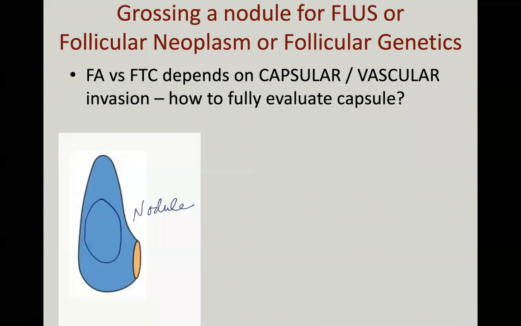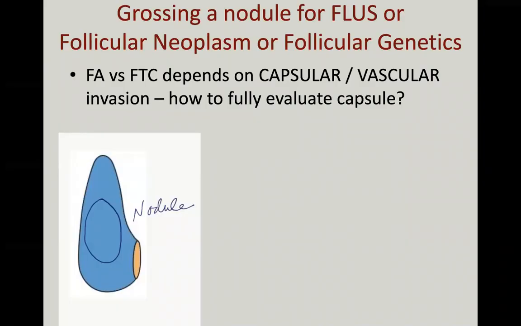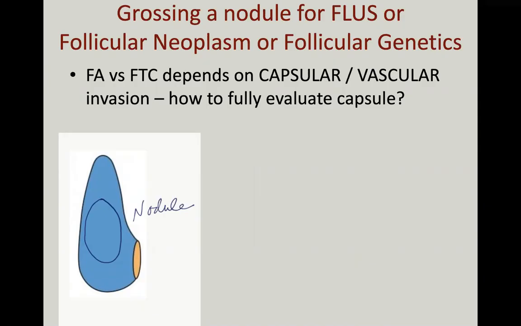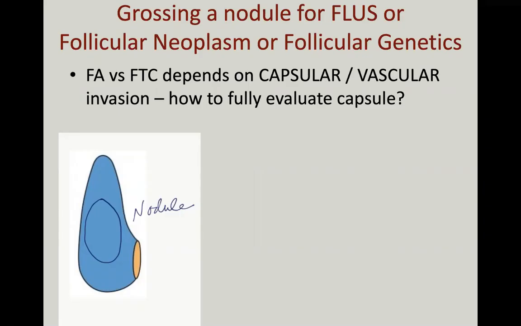So I've gone over this with a few of you, haven't really put it into practice uniformly yet, but I want us all to think about how to gross follicular neoplasms, FLUSes, follicular neoplasms, or lesions that have follicular genetics, right? So follicular adenoma versus follicular carcinoma depends on evaluation of capsular and vascular invasion. So what is the best way to fully evaluate the capsule?